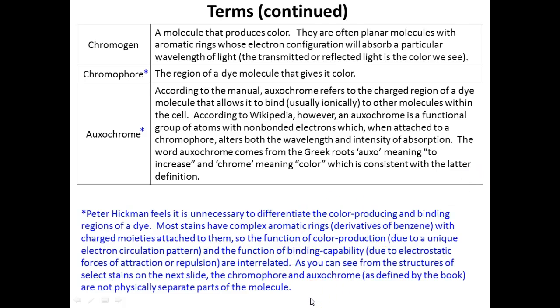So this is Peter's note for us. He feels that it is unnecessary to determine the color producing and binding regions of a dye, and I feel the same way, right? So this is pretty much all we're going to talk about this. Just know that that's what they're talking about, right? Is how the different components of the dyes are associated.